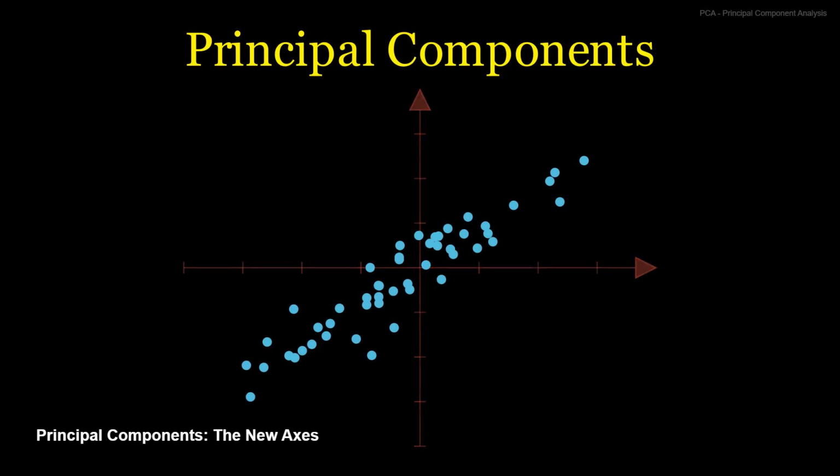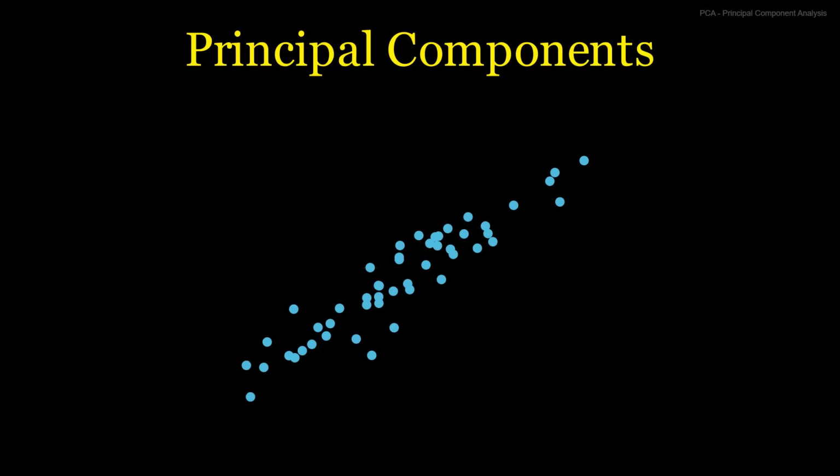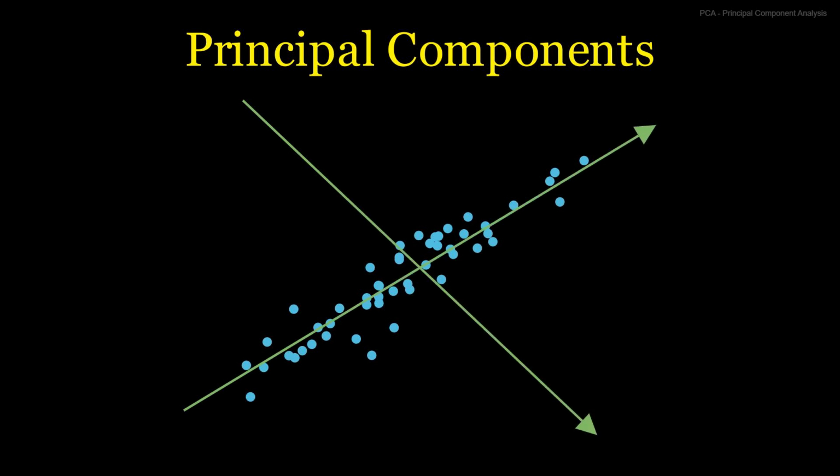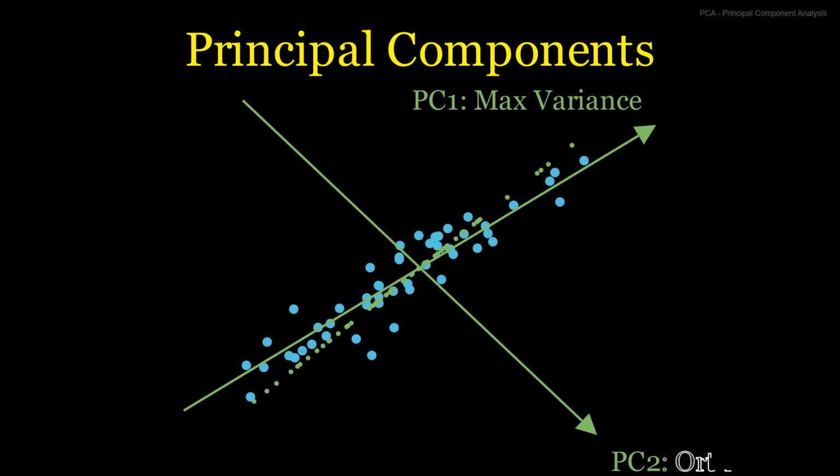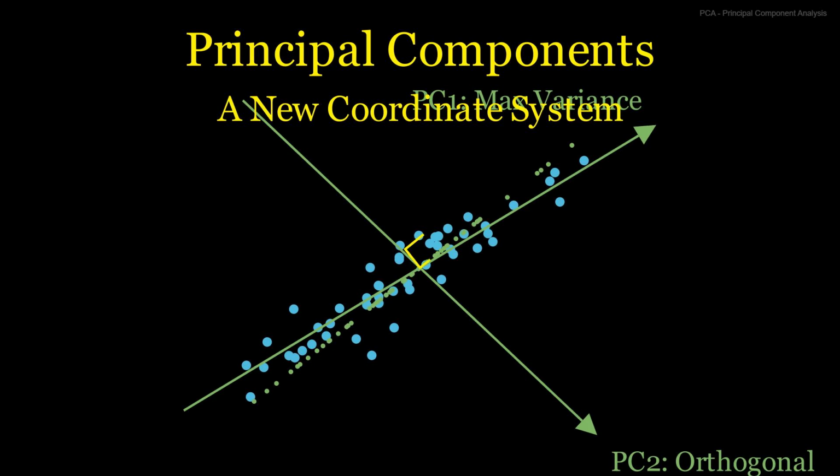These special directions of maximum variance are called principal components. They form a new set of orthogonal axes, ordered by how much variance they capture. The first principal component, PC1, points in the direction of the greatest variance, while PC2 points in the next greatest orthogonal direction, and so on. These components essentially redefine our coordinate system.